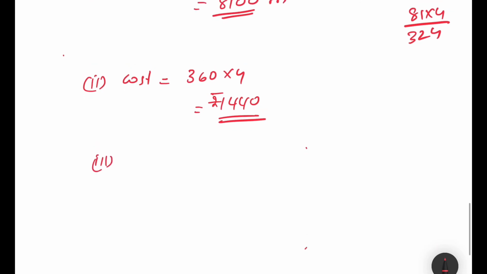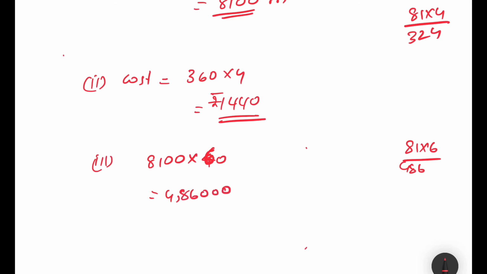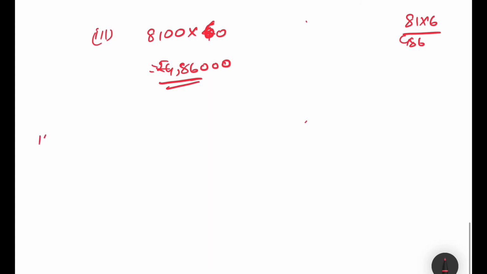Now third question we have: cost of leveling the plot. So leveling the plot we need to take the area only into 60, right? Rupees 60 per square meter. So 81 into 6, 6 8s are 48. So 4,86,000 rupees, 4,86,000.